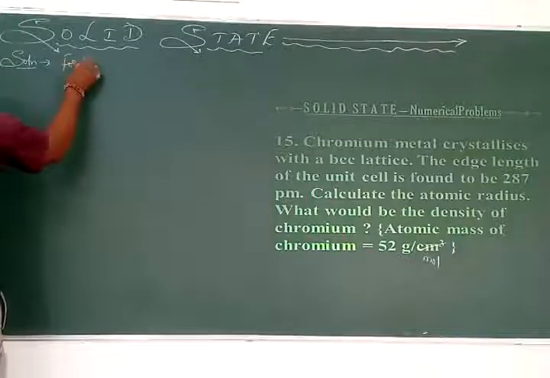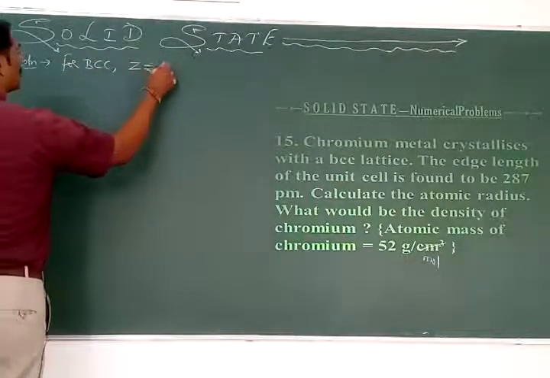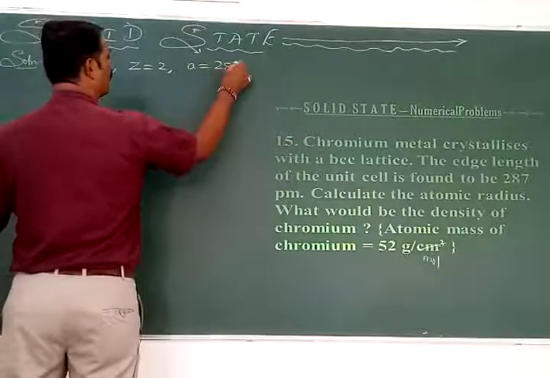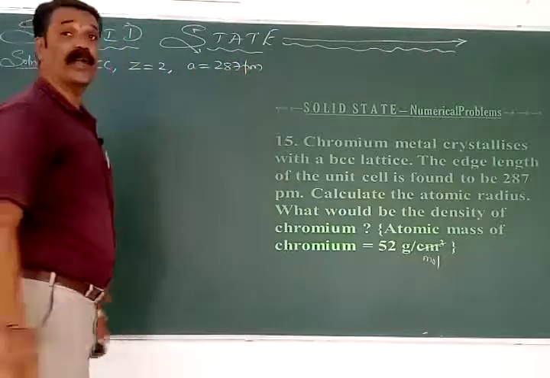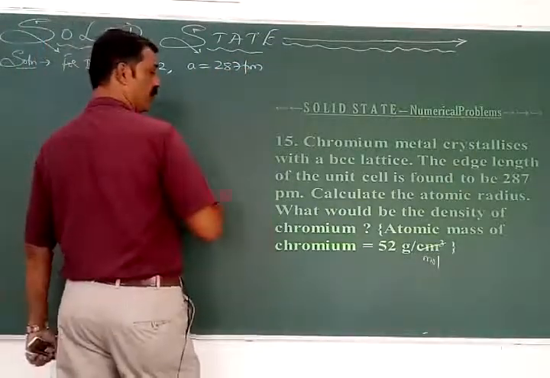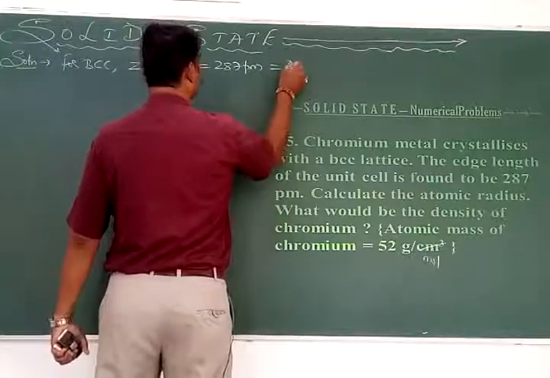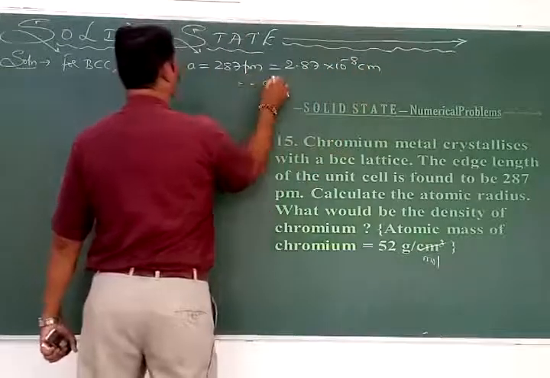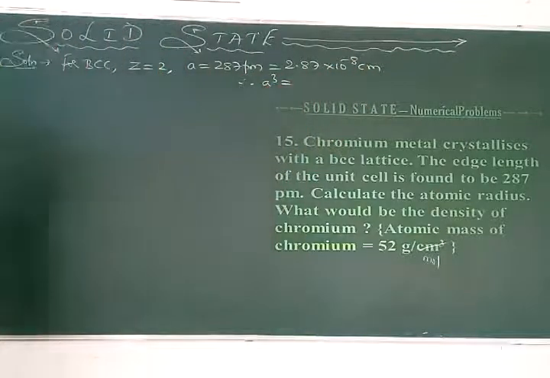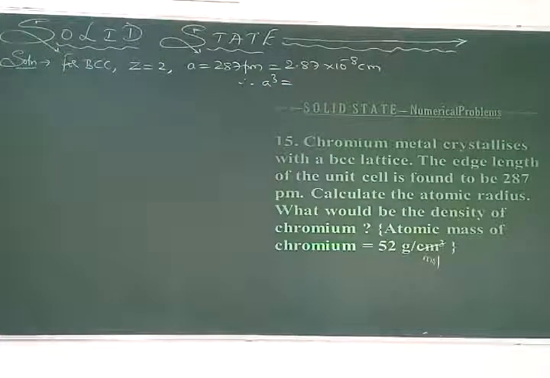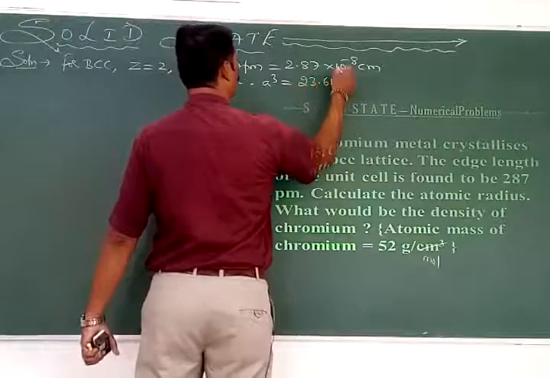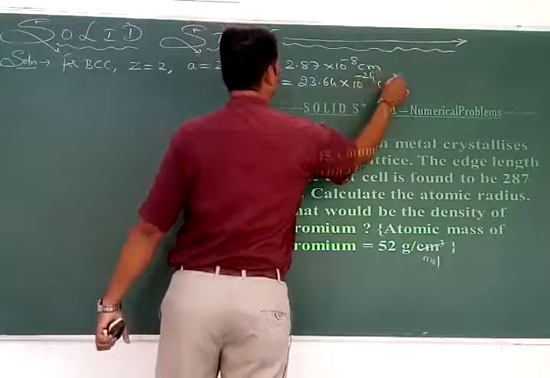For BCC, I think Z is 2. What is the edge length? The edge length is 287 in terms of picometer. How can we directly write that? Can I write that as 2.87 into 10 to the power of minus 8 in terms of centimeter. Therefore, what is the value of a cube here? 2.87 whole cube is 23.64. 23.64 into 10 to the power of minus 8 means it is minus 24 in terms of cm cube.